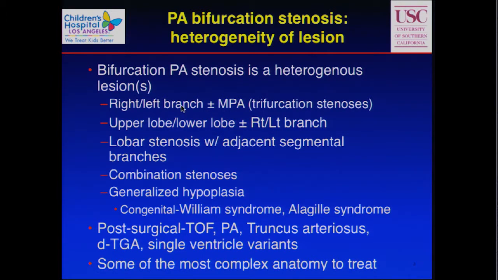It can also be a lobar branch with a segmental branch adjacent to that area of stenosis. You can also have combination stenoses. You can also have general hypoplasia, so therefore it's not just one vessel. You find this in the Williams type syndromes, the Alagille, similar to what Dr. Sung-Ho Kim showed earlier. You can find this in the postoperative patients or some of the single ventricle variants. They can be some of the most complex anatomy to treat.